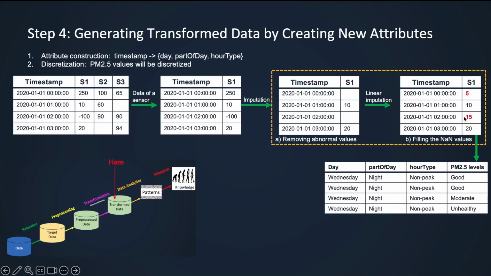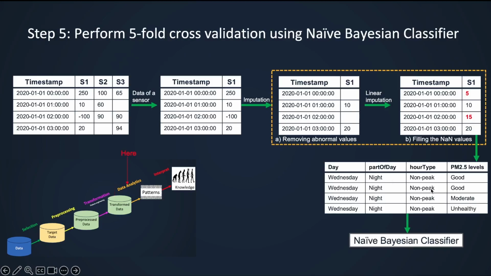Later, we have these pollution values that we convert into categories. Since Bayesian cannot handle continuous values, we convert the pollution values into categories using the standard measurements given by the domain experts. Once we have this data set, we input it into a Bayesian classifier.